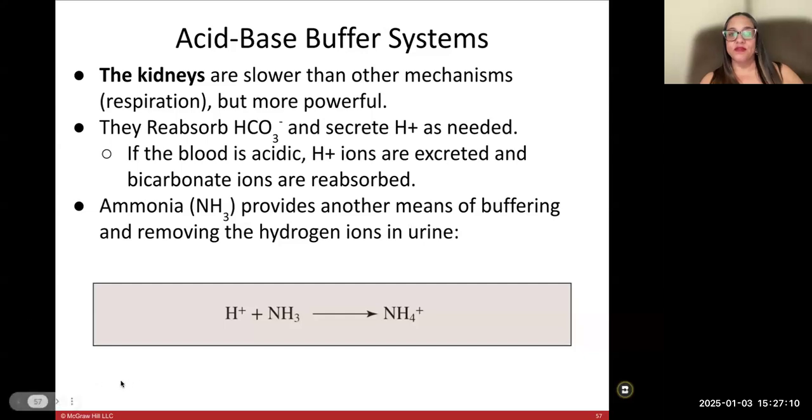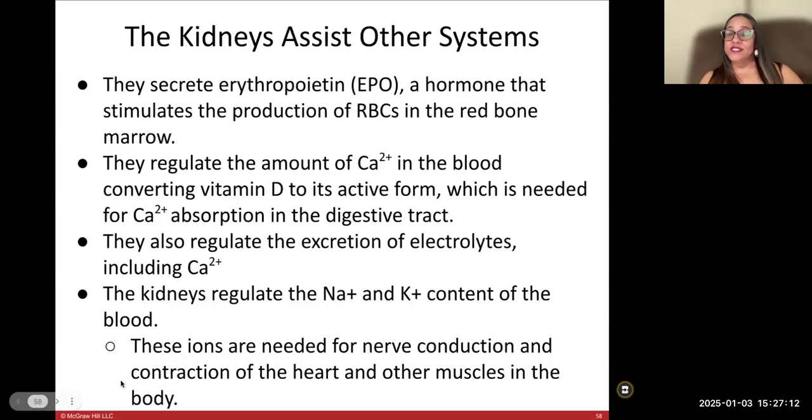The kidneys assist other systems. They secrete erythropoietin, a hormone that stimulates the production of red blood cells in the red bone marrow. They regulate the amount of calcium in the blood, converting vitamin D to its active form, which is needed for calcium absorption in the digestive tract. They also regulate the excretion of electrolytes, including calcium. The kidneys regulate the sodium and potassium content of the blood, and these ions are needed for nerve conduction and contraction of the heart and other muscles in the body.